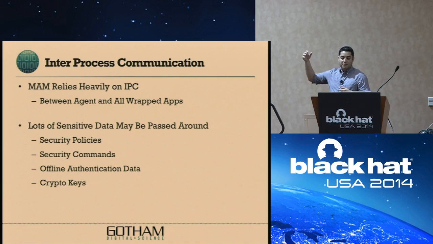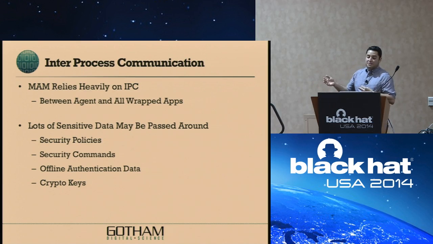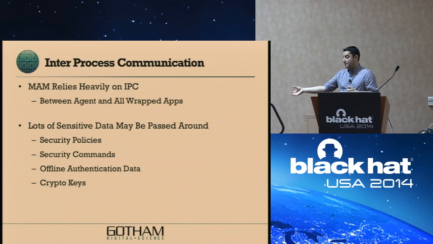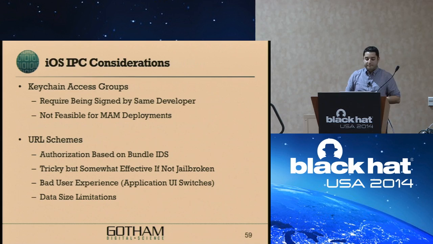So there needs to be a way for the MAM agent to communicate that stuff, and this is how it does it. Commands, if the MAM agent needs to wipe another app, will be passed through this IPC as well. Crypto keys could potentially be passed through here, and maybe even offline authentication data. Maybe an app needs to do offline authentication, so the data required to pull that off, like to do a PBKDF2 and then compare it with something, would be passed in.